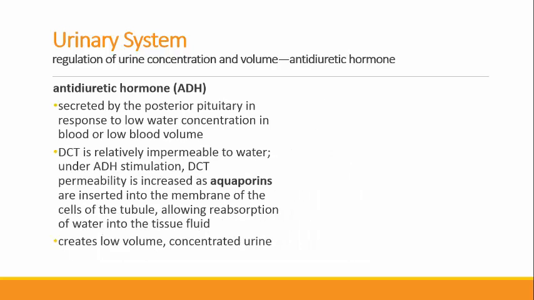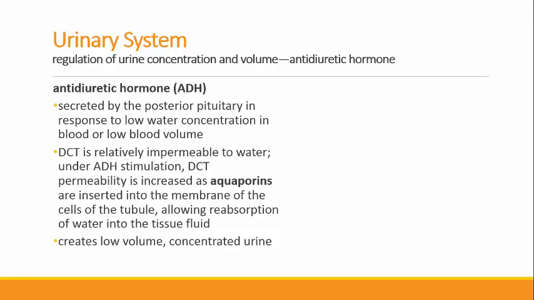Okay, so how do we control urine concentration and volume? One way that we control it is through hormones, and we've talked a little bit about antidiuretic hormone. It is secreted by the posterior pituitary. The signal for the posterior pituitary to secrete is when the blood becomes concentrated. So if there is low water concentration in blood, or if the blood volume overall becomes low, antidiuretic hormone gets secreted by the posterior pituitary.